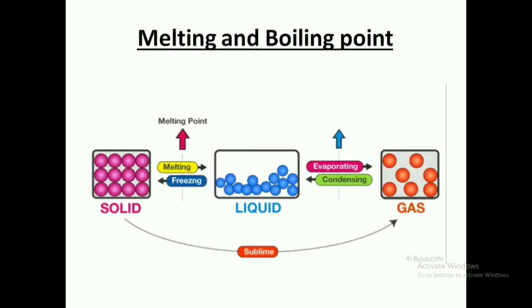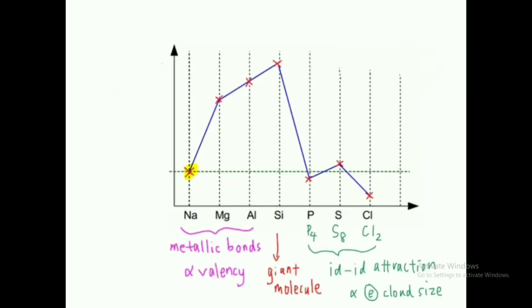Next, melting and boiling point. When a solid converts into a liquid, that is called the melting point, and when a liquid converts into a gas, that is called the boiling point. That is the general idea we know, and this is a graphical representation of the melting and boiling points of the elements of the third period.